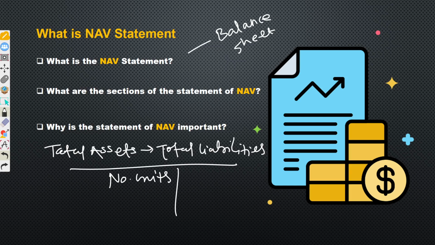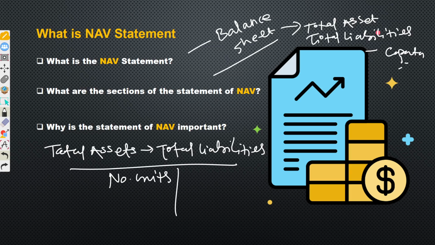Your calculation would be very plain: total assets minus total liabilities. Whatever the net is would be your total net assets. Then what do we record under the balance sheet? We do the same thing: total assets, total liabilities, minus capital, and also we record capital. Then what different things are we recording for the NAV statement, or to compute the NAV? Same thing. That's what I initially told you: the NAV statement means your balance sheet.